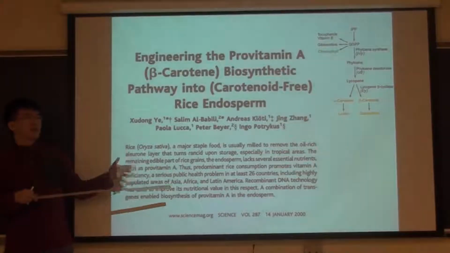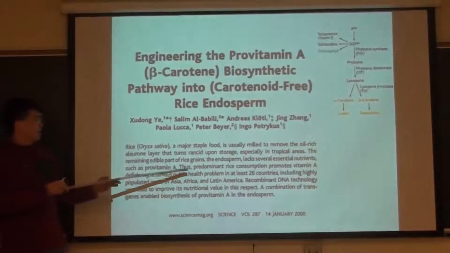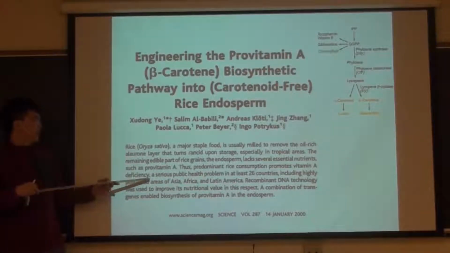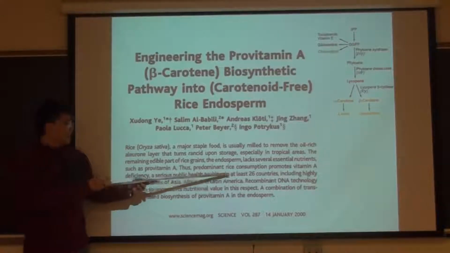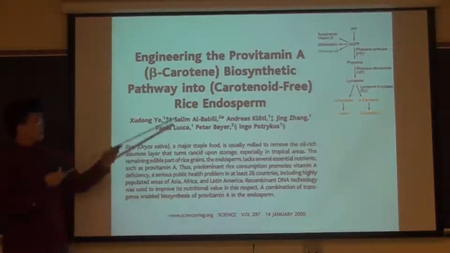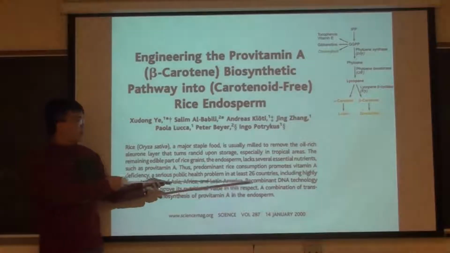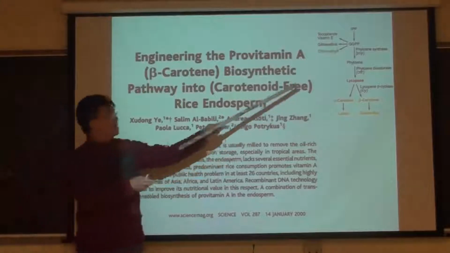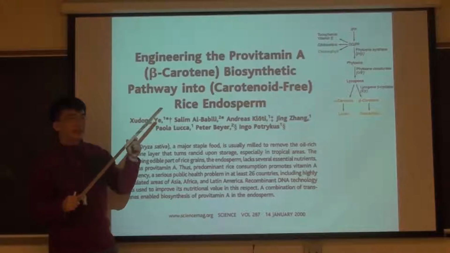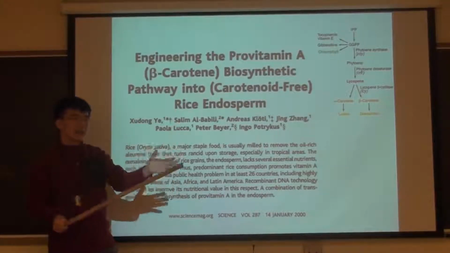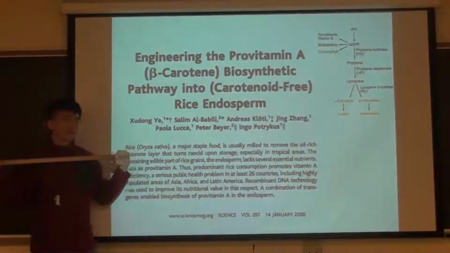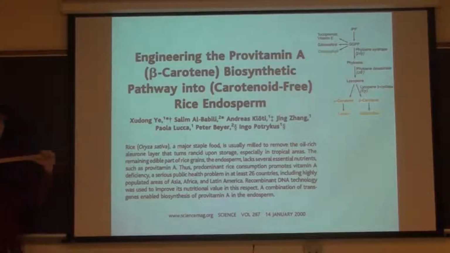The remaining edible part of the rice grains, called the endosperm, lacks several essential nutrients. So if you feed on this exclusively, then you get a deficiency in vitamin A, causing public health problems in at least 26 countries, Asia, Africa, and so on. So what they did was use recombinant DNA technology to introduce enzymes that can produce provitamin A, not in the oily part but in the inner part. So that's an example.